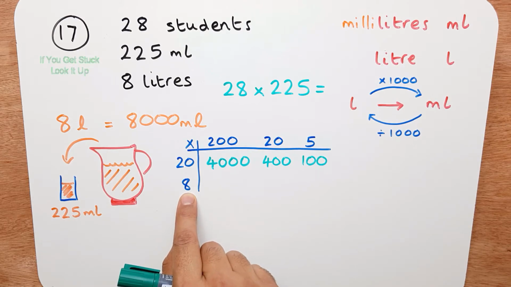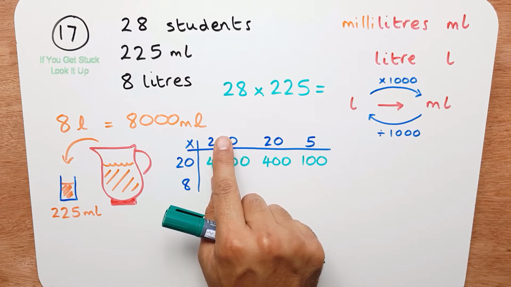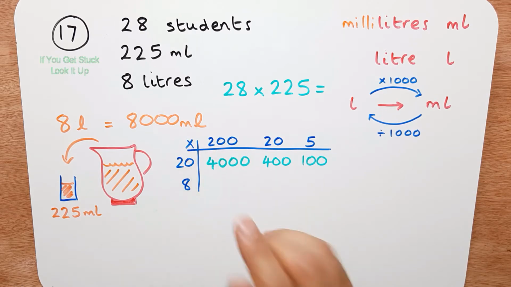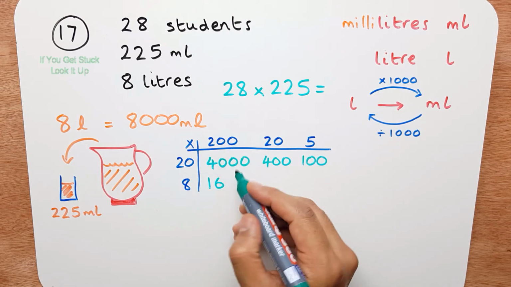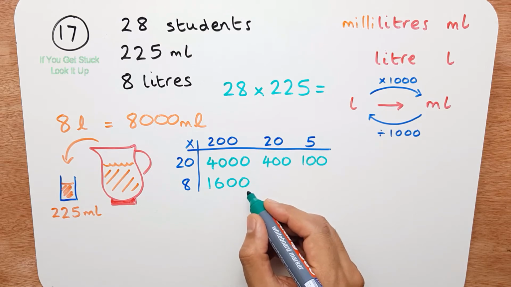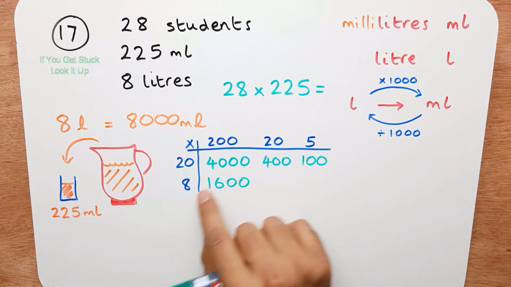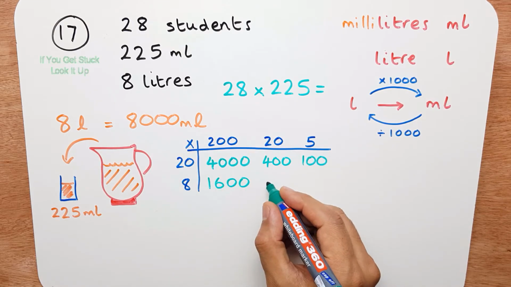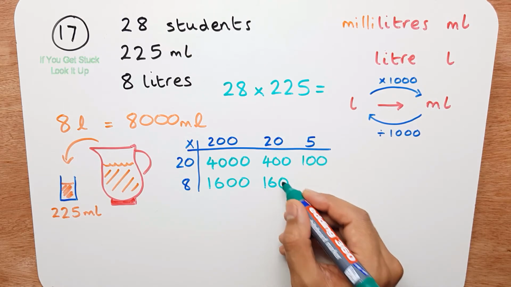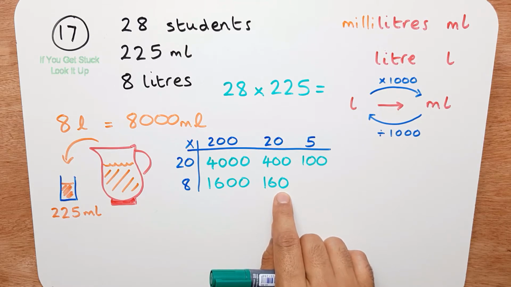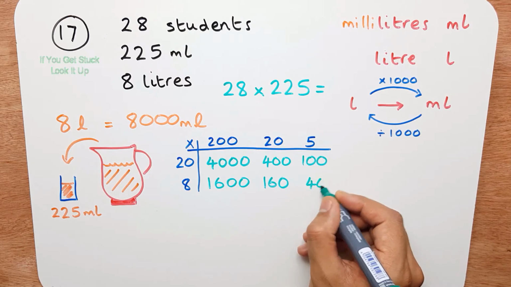Now I move on to the second row. So it's 8 times 200. Again, I hide the 2 zeros. So it's 8 times 2, which is 16. And I bring 1, 2 zeros back. Then I do 8 times 20. I hide the 0 and I do 8 times 2, which is 16 again. And I bring this 0 back here. So that's 160. And finally, I do 8 times 5, which is 40.